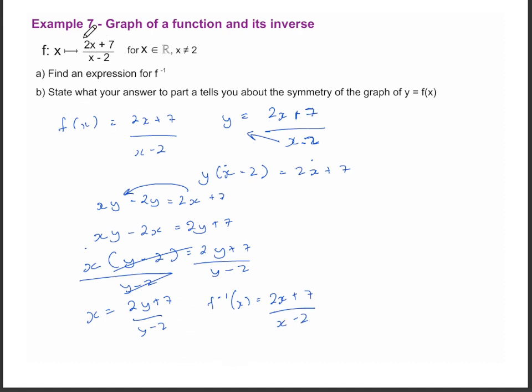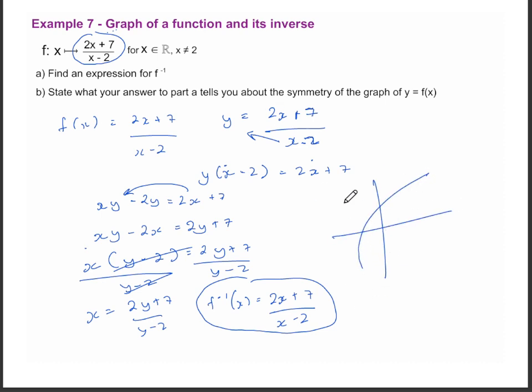Now I want you to notice something. This is exactly the same as the original function. The original function is here, and the inverse function is exactly the same as it, which tells us that our graph, however it will look for the original function, the inverse function will also look the exact same way, which tells us that the function is the inverse of itself. And so if you want to draw it graphically, it will be symmetric. It will be exactly the same, because f of x is equal to f inverse of x.